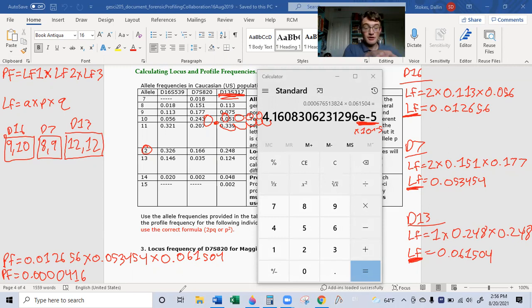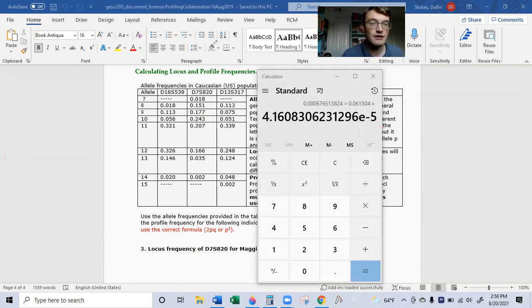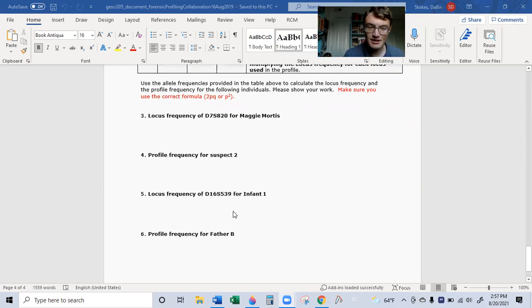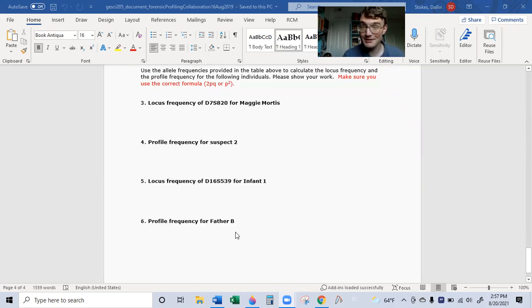So there you go. You're going to have to do this type of calculation for problems 4 and 6. Because if we scroll down here, 4 is a profile frequency for suspect 2. 6 is a profile frequency for father B. So you're going to have to go back and look at the earlier problems and find out what their combos are at each of the 3 loci. And then calculate the locus frequency for those combos at each of the 3 loci. And then multiply those 3 locus frequencies together. That's how you'll solve those 2 profile frequency ones. So that's how you solve frequency calculations.